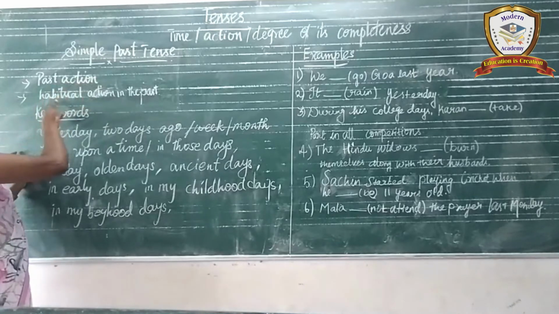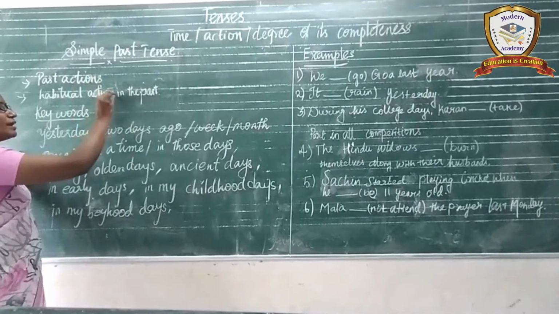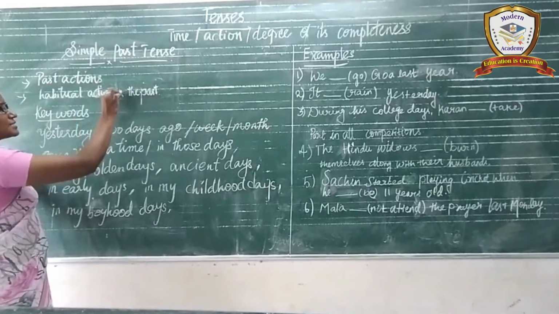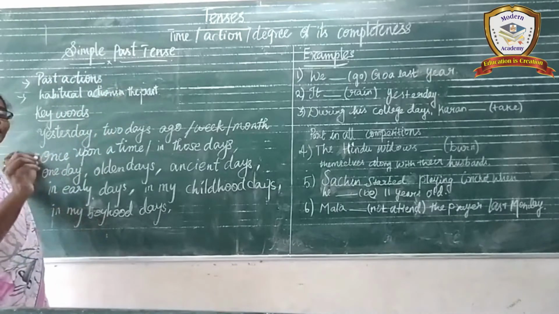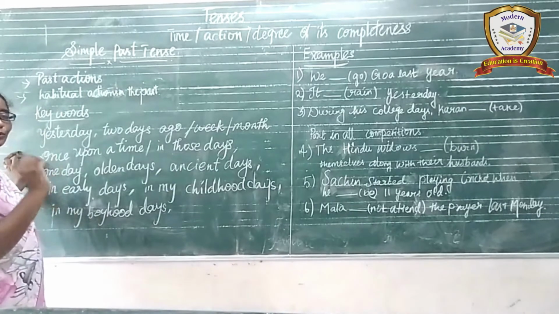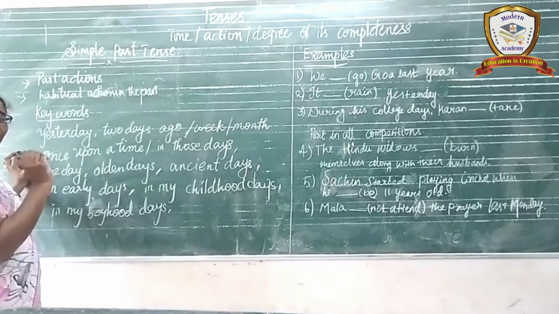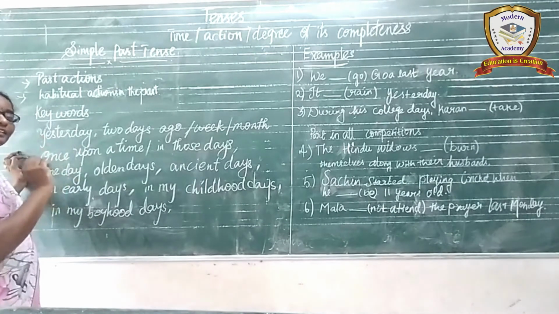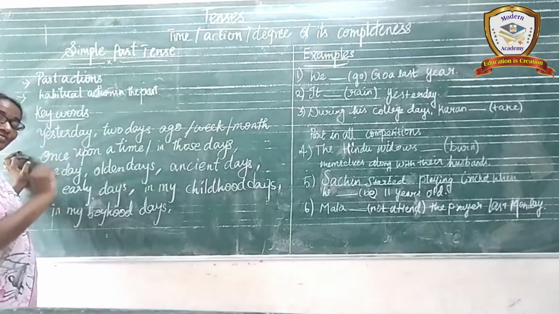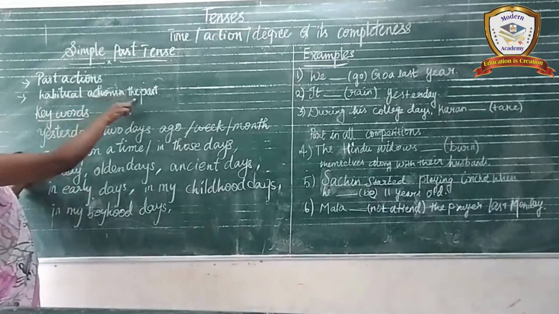Past action, habitual actions in the past. Habitual actions in the past, what is the meaning? During the college days, during my childhood days, I played with my friends. During school days, I learned the words. Understand? The action which was quite completed in the past. Habitual actions in the past.